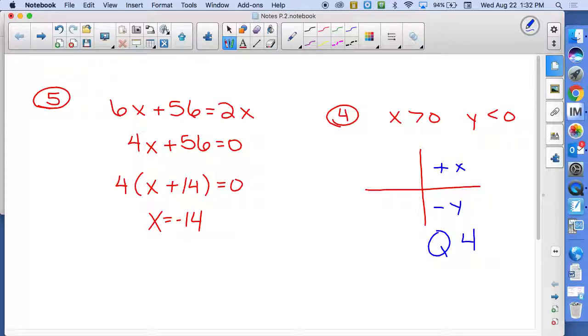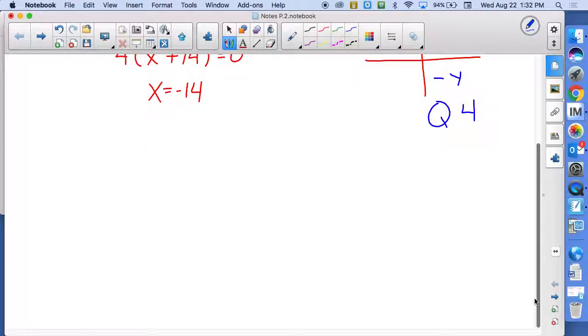So the right side is all x being positive, but y also has to be negative. So it has to be down there in the fourth quadrant. Looking at number 7, this one says we want x times y to be bigger than 0.